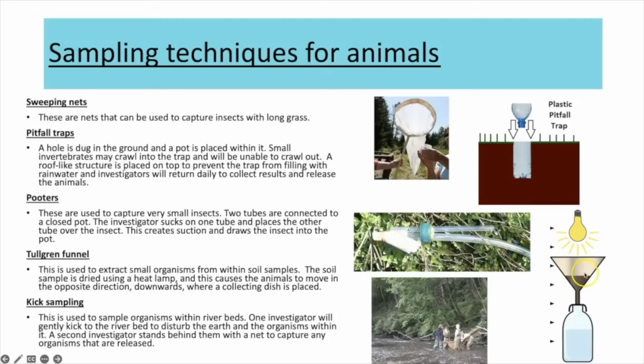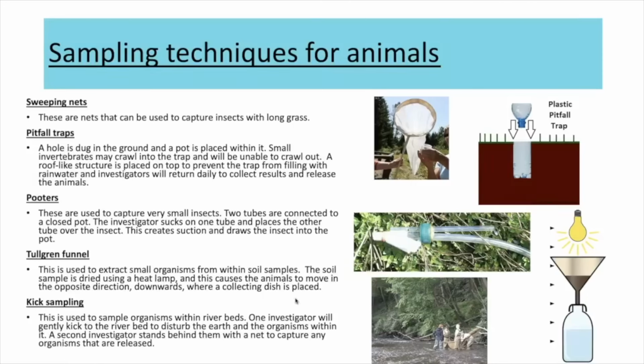We've then got the Tullgren funnel, where you've got a light source and that causes insects to move away from the light and therefore into the bottle. And kick sampling would be used in a river, where you kick to disturb the mud at the bottom and therefore any invertebrates would move up in the water and you'd catch them in a net.